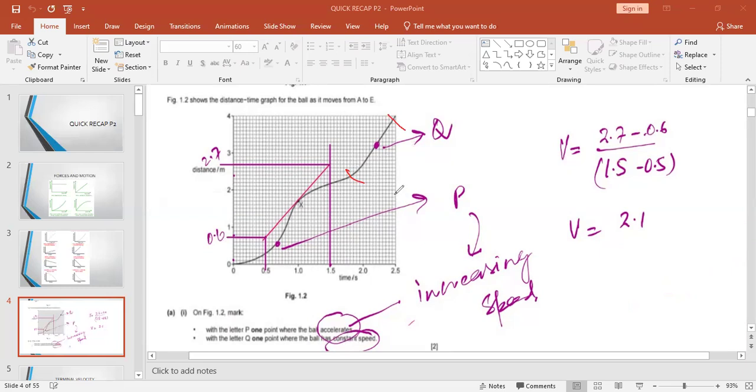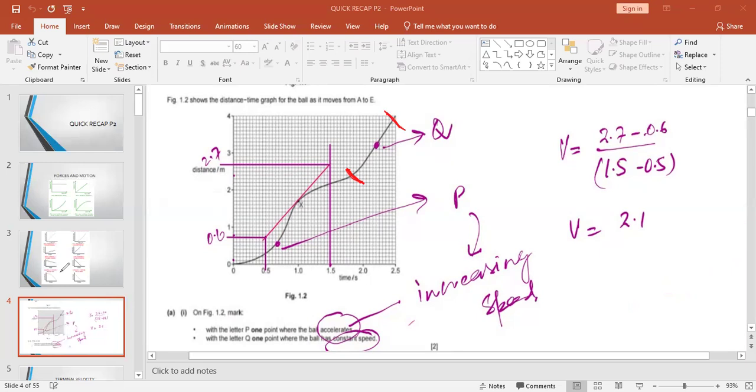Okay. Where? Oh, okay. This portion, this straight portion. Is that clear? Yes. Is that clear to you?